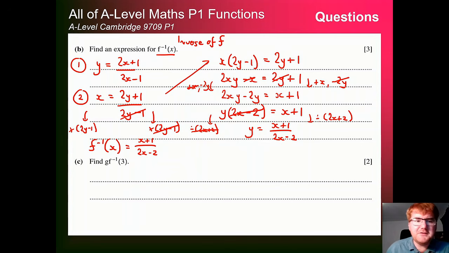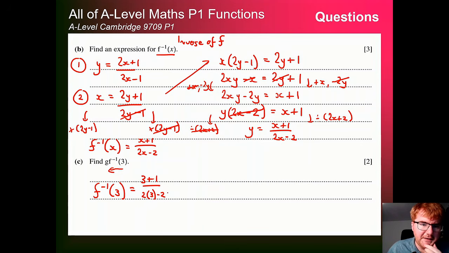From there, they want you now to work out a composite function. Now remember with composite functions, so we've got a function of a function, essentially. You work from right to left. So first of all, we want to work out the inverse at 3. So wherever I see an x, I'm going to put a 3 in the function we just worked out. So we get 3 plus 1 over 2 lots of 3 minus 2. That then gives us 4 over 6 minus 2. That's going to give us 1.